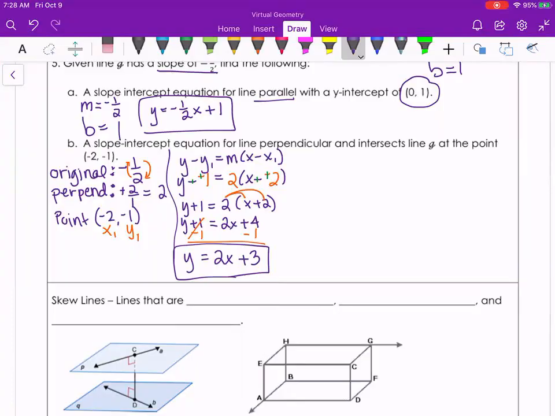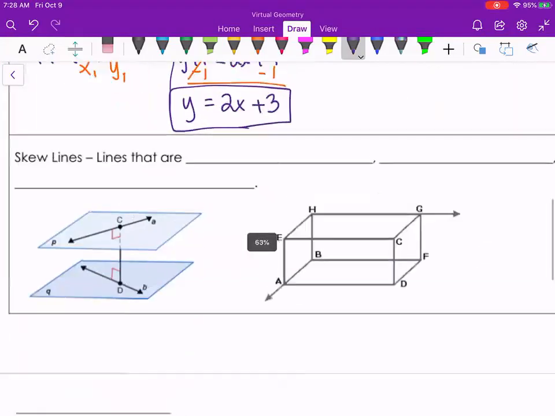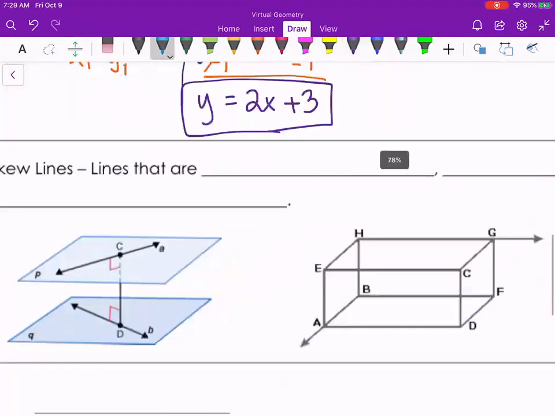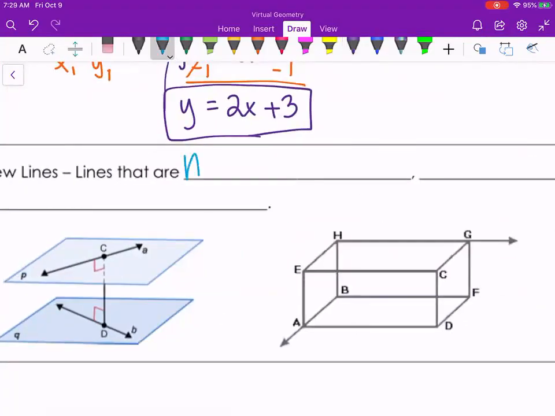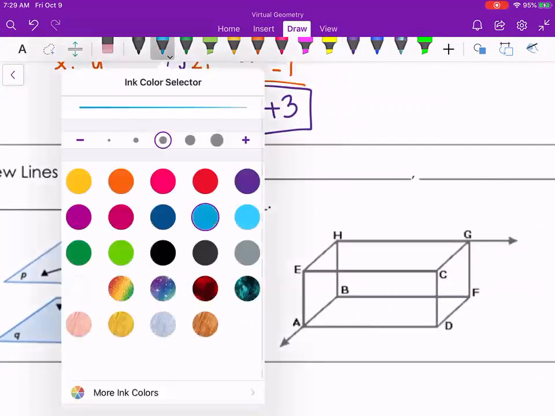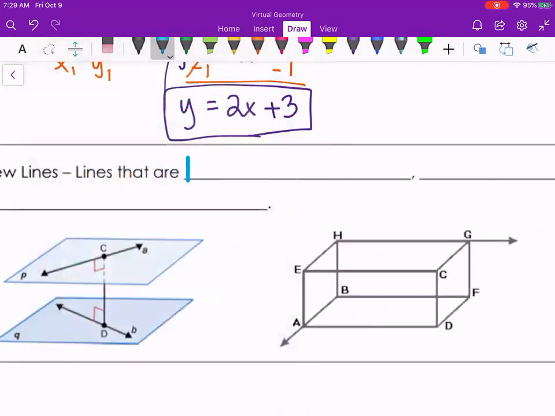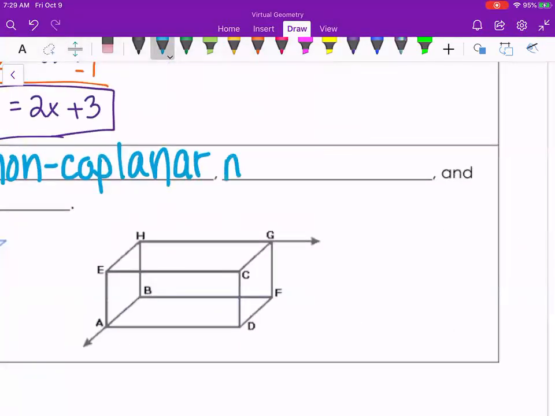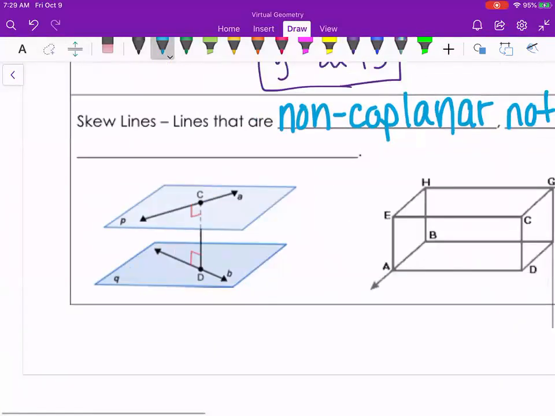The other option we have are what's called skew lines. So more specifically, skew lines are lines that are non-coplanar. So non-coplanar. So these are not on the same surface. These lines are not parallel because they're not going to intersect. And they are not intersecting.